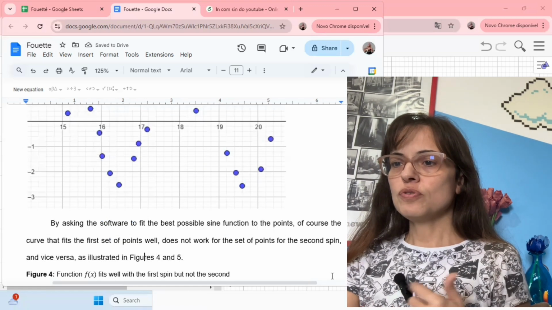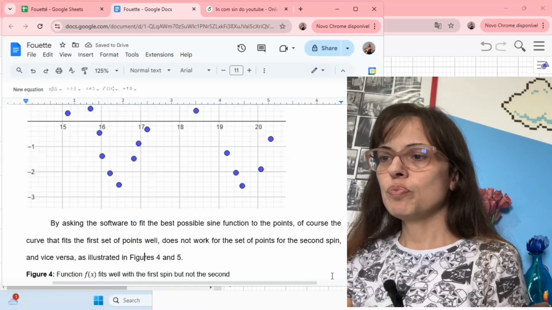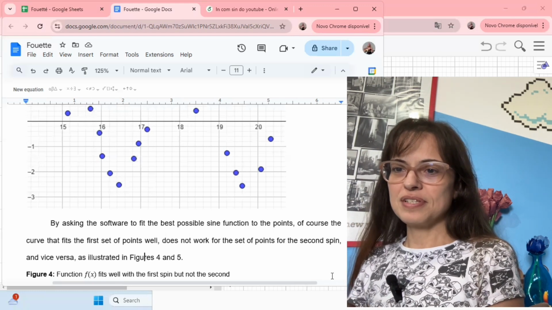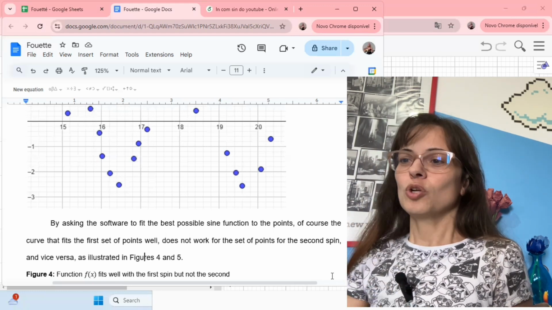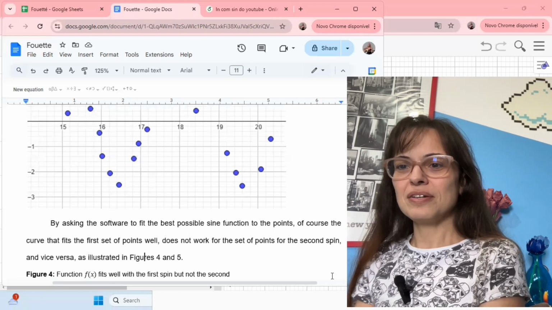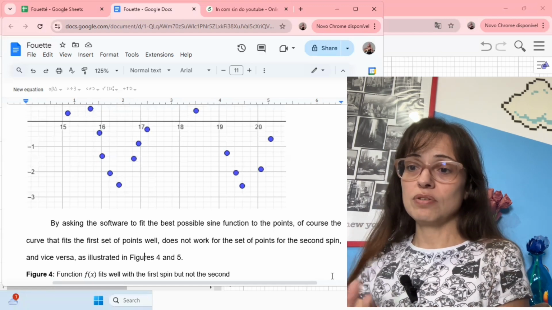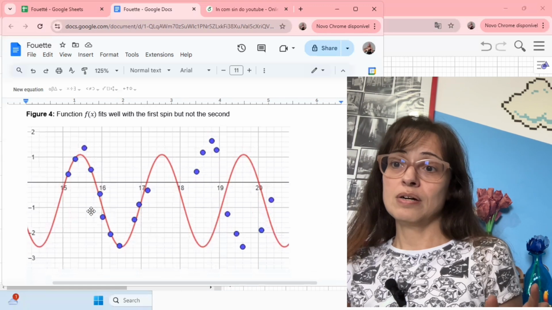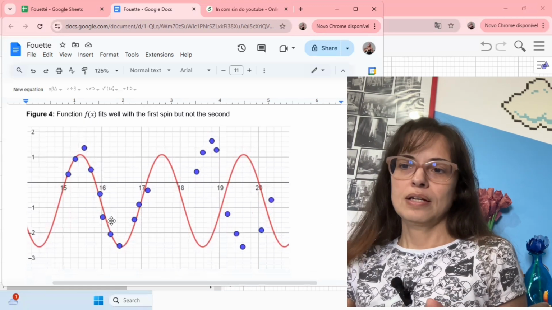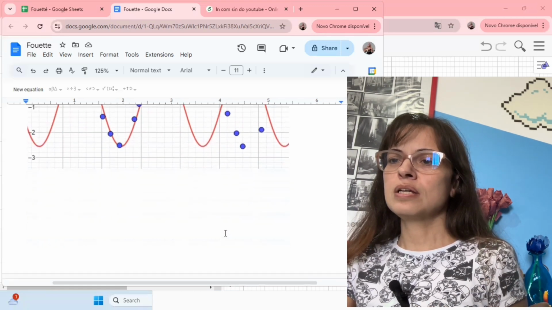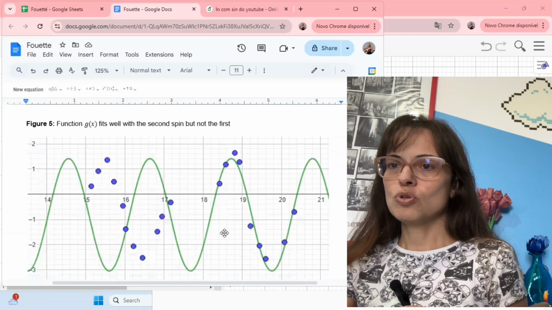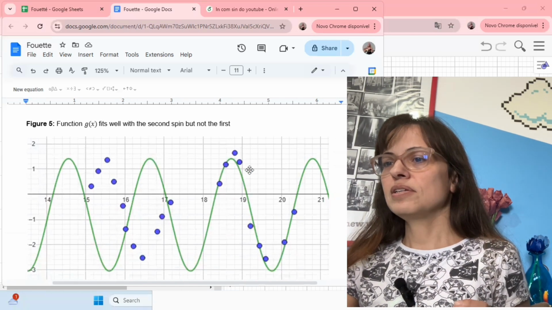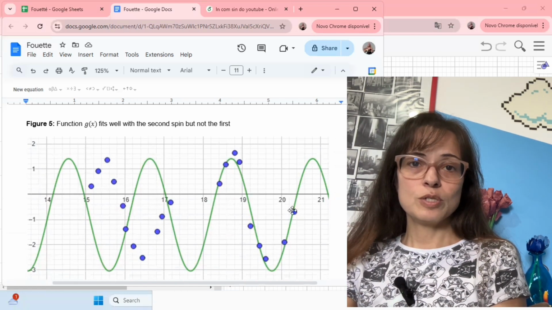By asking the software to fit the best possible sine function to the points, of course, the curve that fits the first set of points well does not work for the set of points for the second spin, and vice versa, as illustrated in figures 4 and 5. So here is one of them, function f of x clearly fitting the first spin, and then the second figure shows a function g of x clearly fitting the second spin.